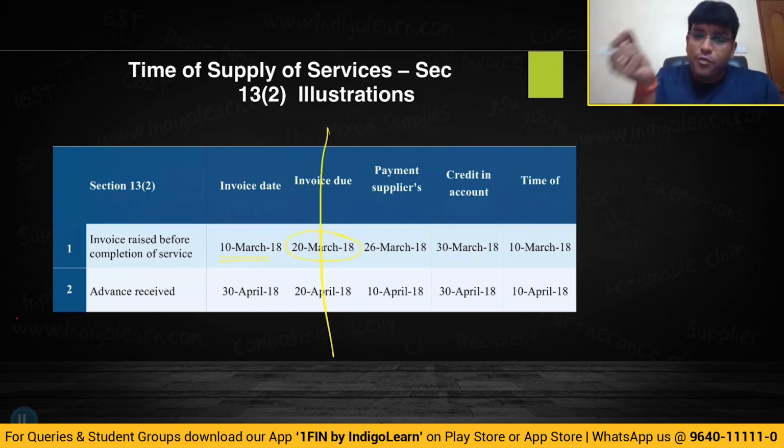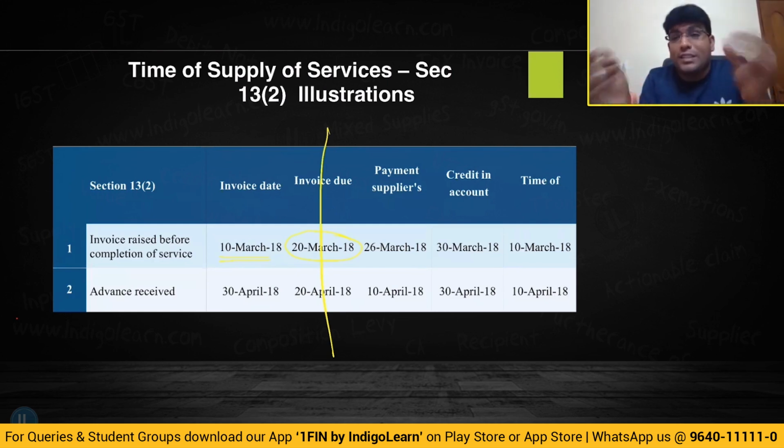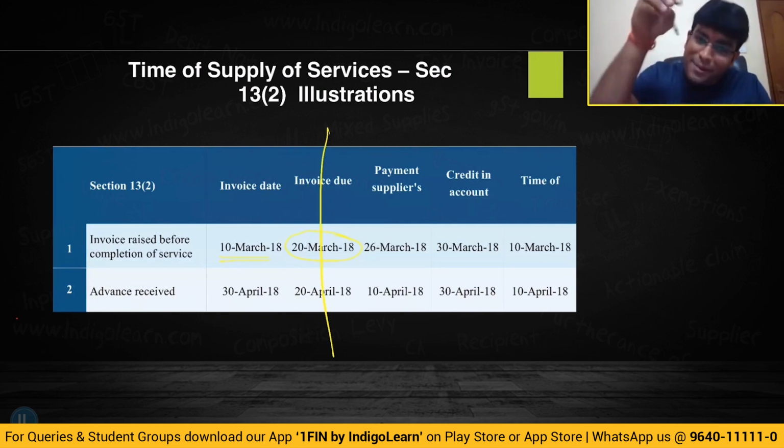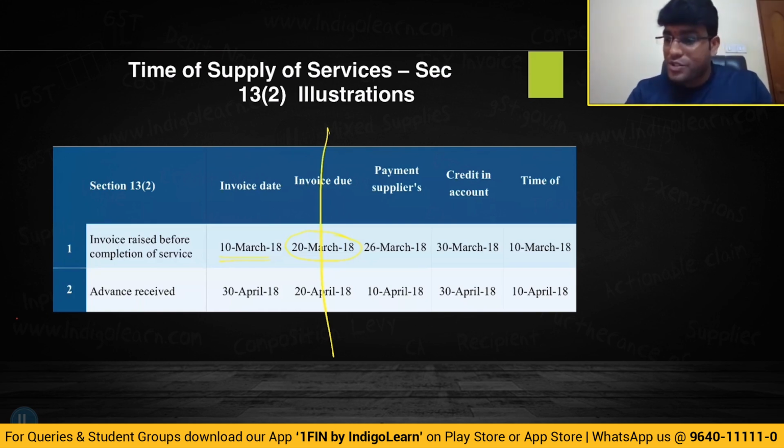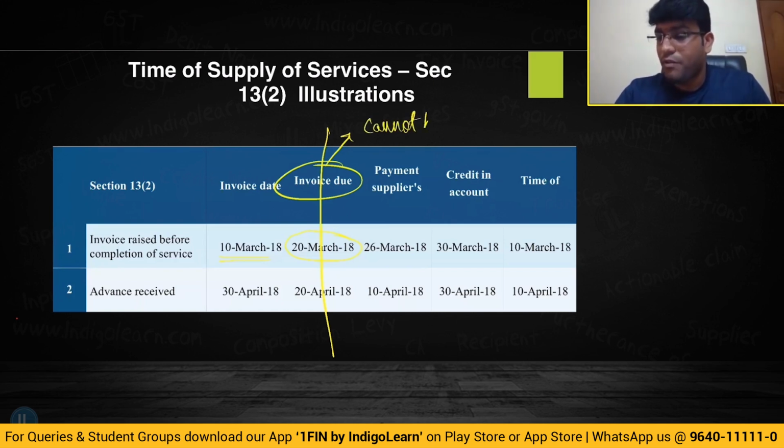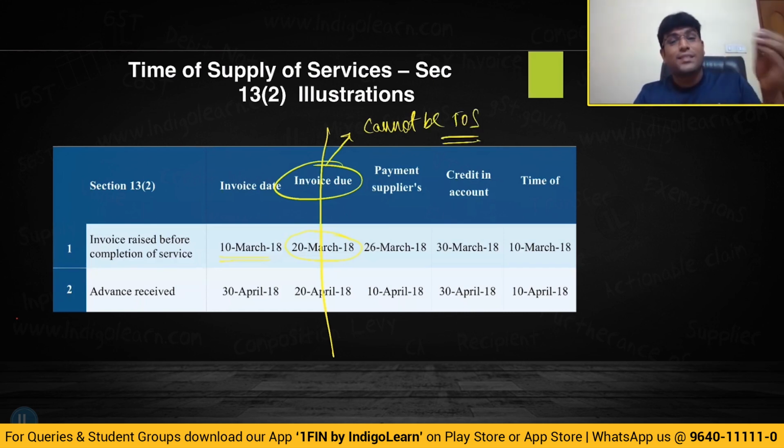But in services, when invoice is supposed to be issued is not relevant, but it's relevant for one purpose. What is that one purpose? That one purpose is to ascertain whether invoice is issued within time or not within time. Invoice due is not directly relevant for time of supply. But invoice due is relevant to ascertain whether invoice is issued within time or not.